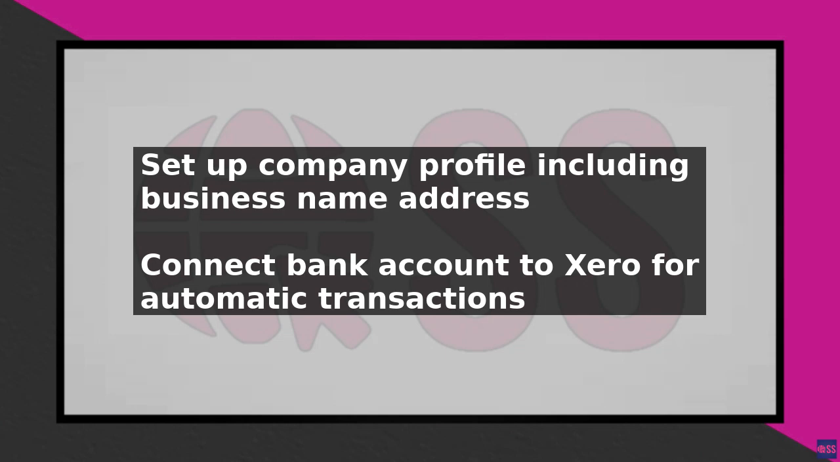To track your expenses, go to the Purchases tab and click on New Bill. Enter the supplier's details. Add the items or services you are purchasing, and set the payment terms. You can also upload receipts and invoices from your suppliers to keep track of your expenses.